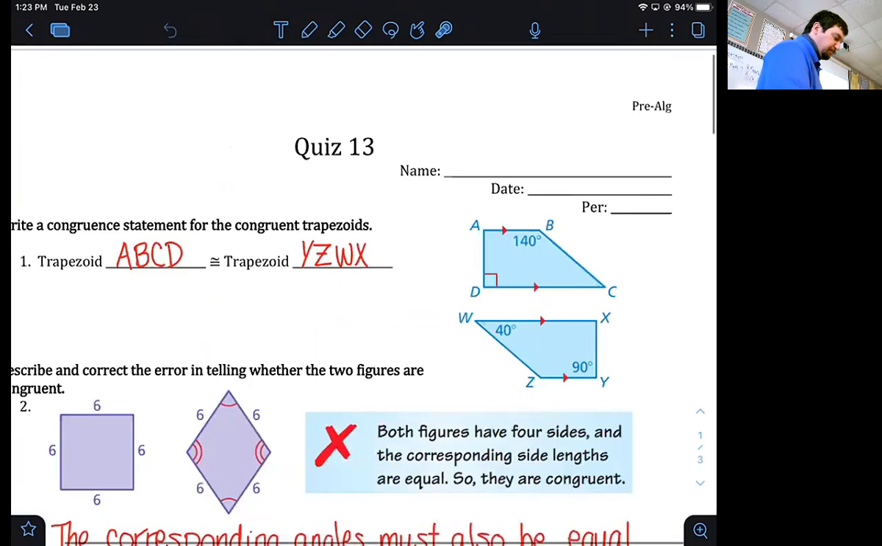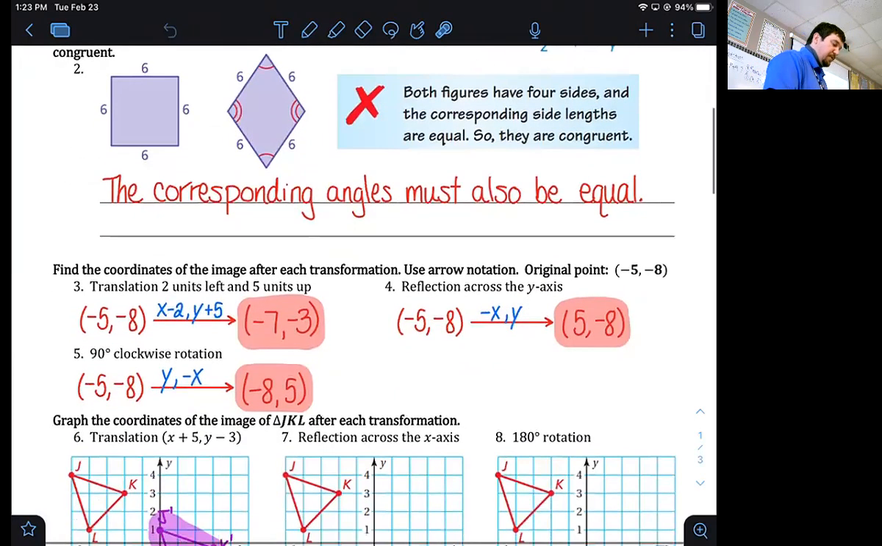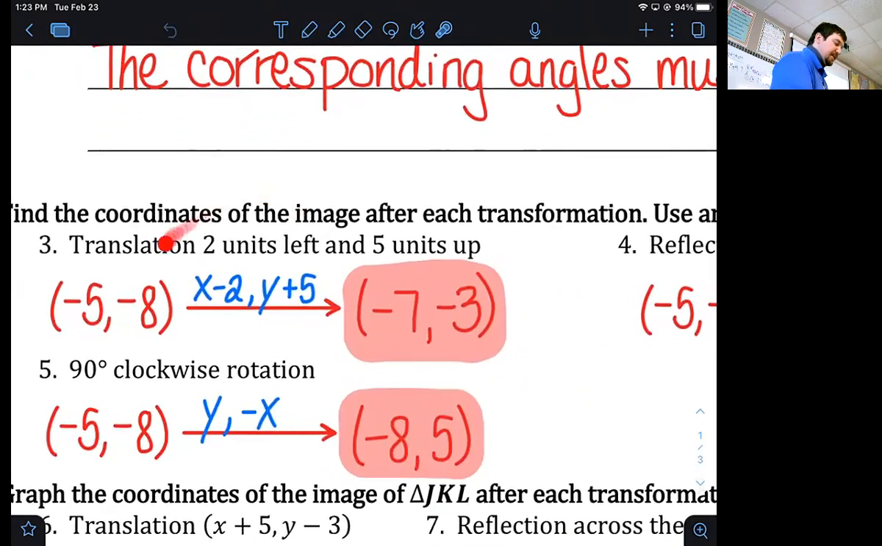Okay, thank you. All right, number 3, 4, and 5. You got half a point for the arrow notation and a half a point for having the correct coordinate. Number 3 has been translated 2 units left, which means you're subtracting 2 from the X coordinate. It's been moved 5 units up, which means you're adding 5 to the Y coordinate. And when you do that, you should get -7 and -3.